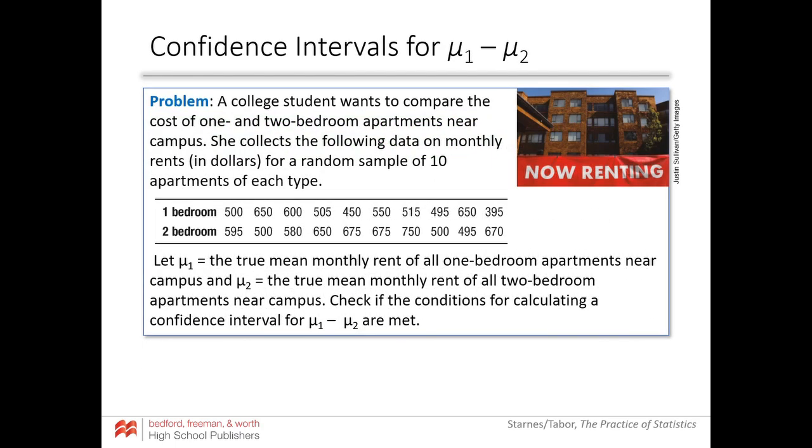So let's check those conditions for a difference of means. A college student wants to compare the cost of 1 and 2 bedroom apartments near campus. She collects the following data on monthly rents in dollars for a random sample of 10 apartments of each type. Let mu1 be the true mean monthly rent for all 1 bedroom apartments near campus, and mu2 equal the true mean monthly rent for all 2 bedroom apartments near campus. Check if the conditions for calculating a confidence interval for mu1 minus mu2 are met.